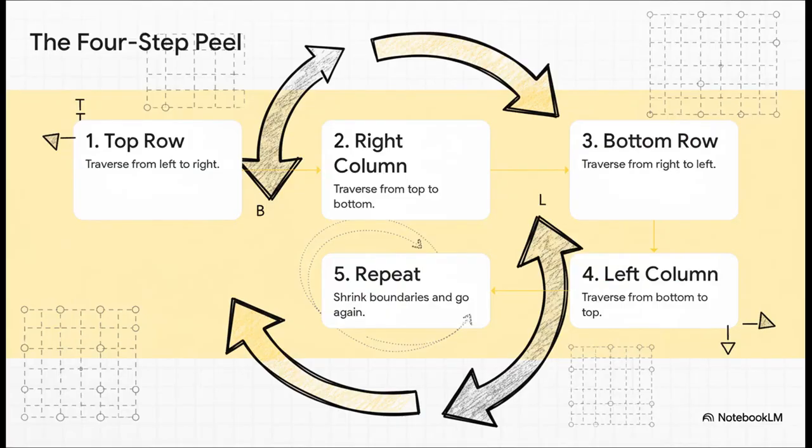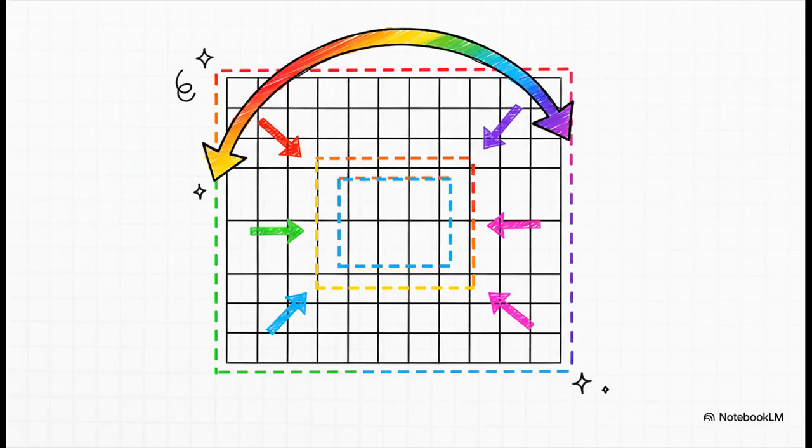So to make that onion idea into an algorithm, we set up 4 pointers to define our layer: a top, a bottom, a left, and a right boundary. And we just walk along them in order. First, we go right across the top row, then down the right column, then left across the bottom, and finally up the left column back to the start. Once that's done, we just shrink our boundaries inward and do the whole thing again on the smaller matrix inside. And that's the entire secret.